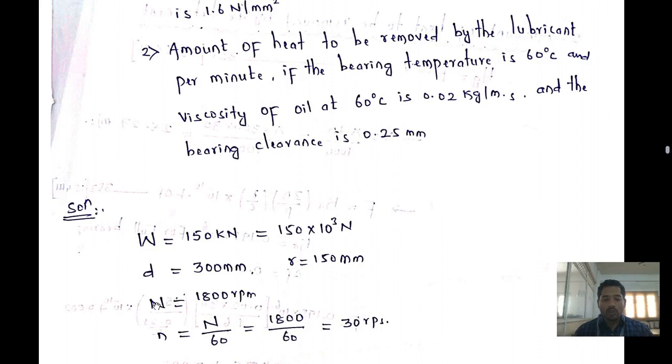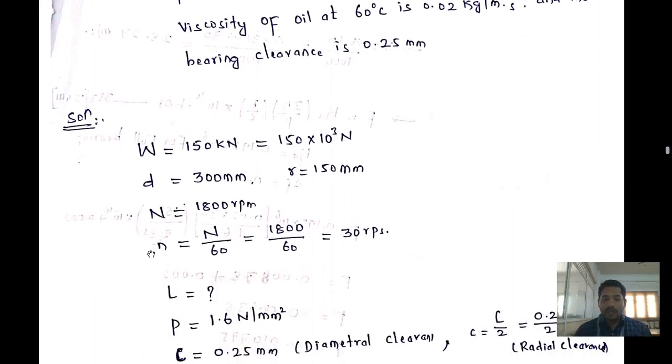And the speed of rotation of the journal is 1800 rpm. Small n indicates the speed of rotation of the shaft, measured in rps. So if you want to convert rpm, minute to second, you need to divide by 60. So the speed of rotation of this shaft is 1800 rpm, 1800 by 60, then you will get the value as 30 rps, revolutions per second.